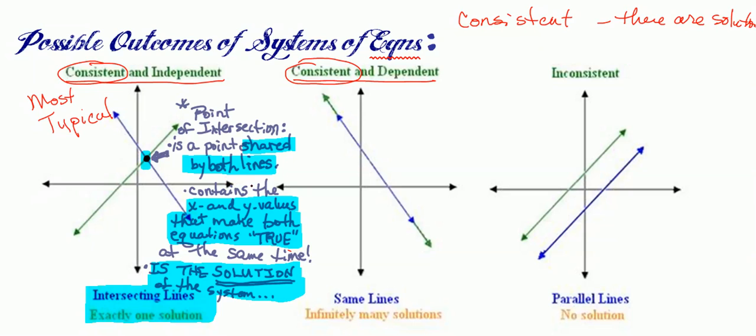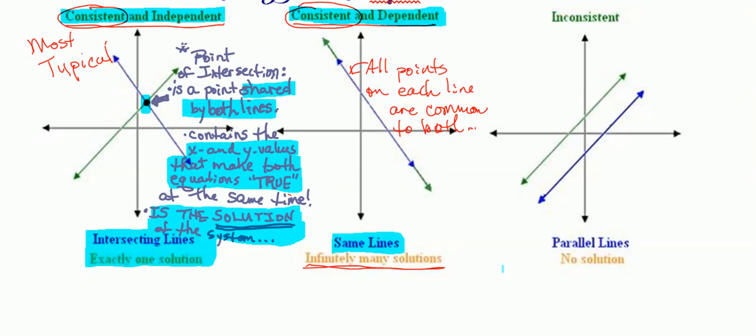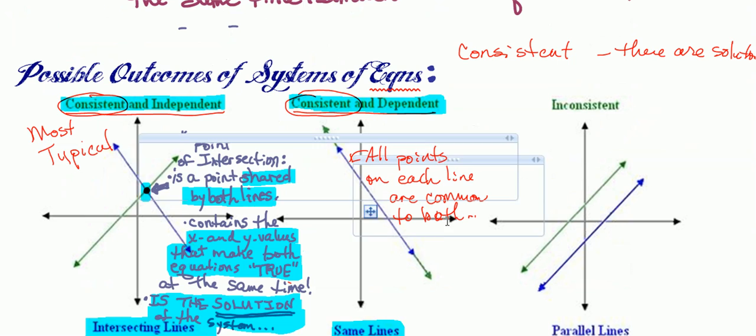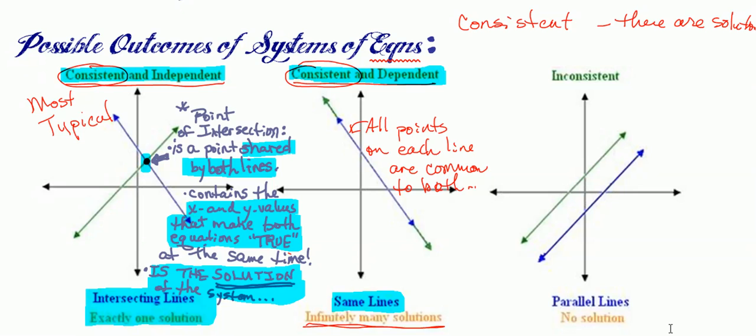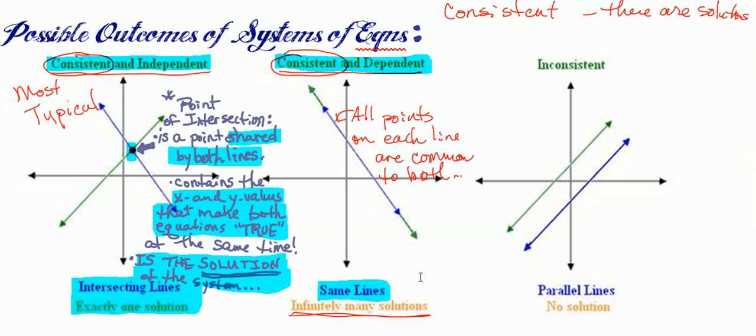Actually, we call these collinear. Every point on these lines is shared. So let's make that note: all the points on each line are shared. So how many solutions are there? Infinitely many solutions. One more thing to note about the one in the middle, the consistent and dependent linear system, is that these are actually the graph of the same line. But when the equations are presented to you, they're equivalent equations. And we'll have an example of what will happen in the algebra in a bit.